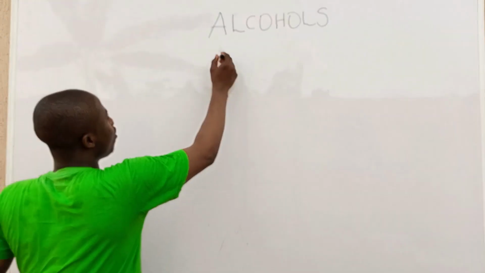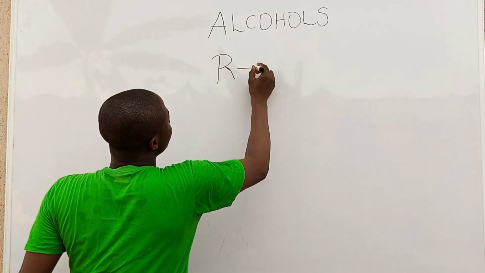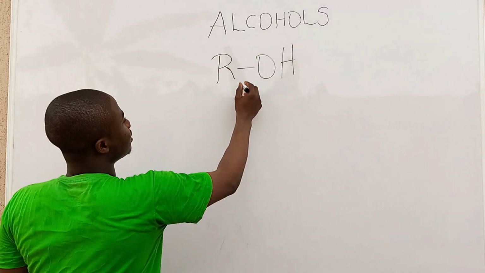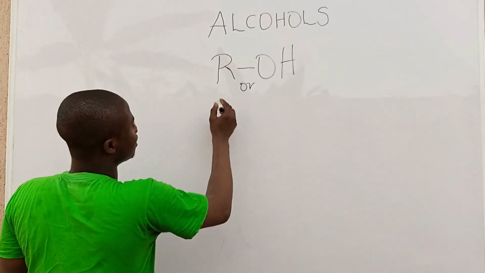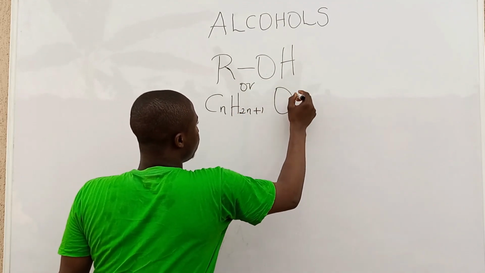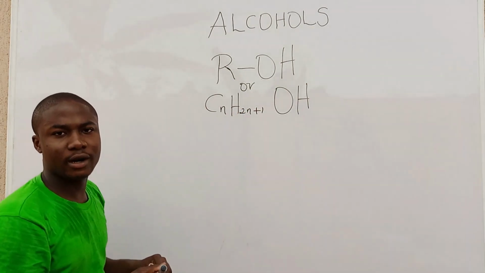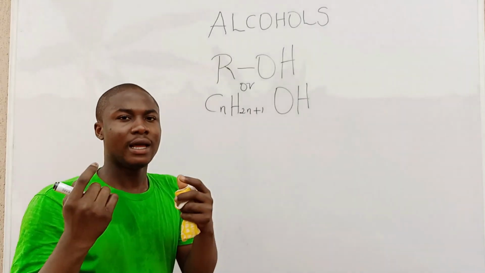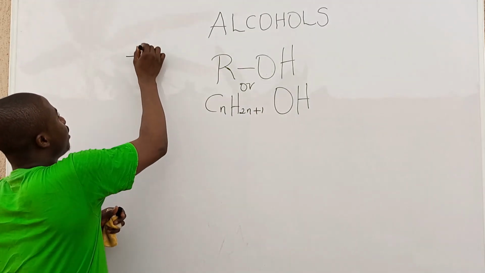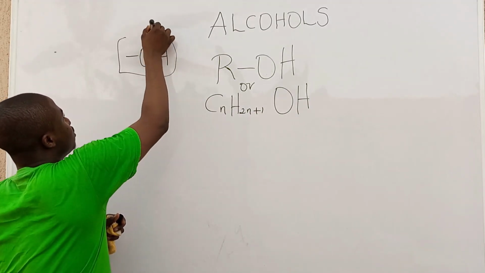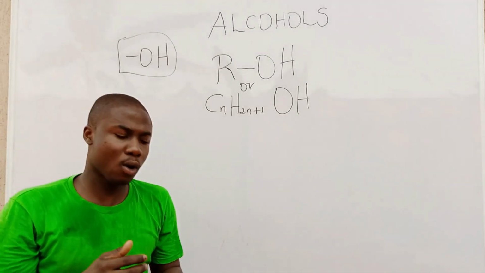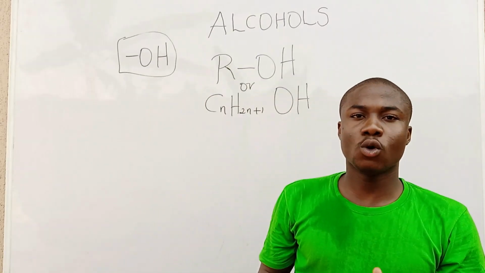Alcohols have the general formula R-OH. Or if you don't write it like this, you say the general formula for alcohols is CnH2n+1 OH. Now basically, alcohols are compounds that have the functional group OH. So this is the functional group for alcohols, whereby alcohols can be classified based on two mechanisms.